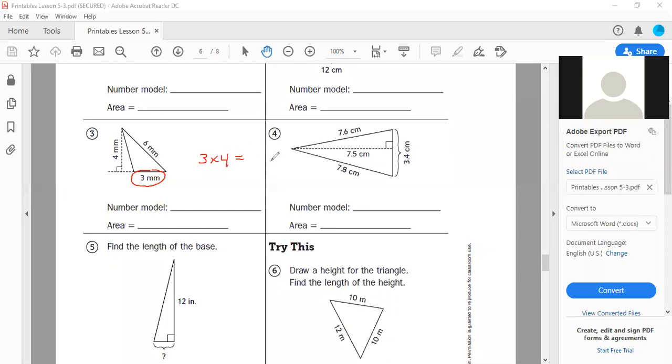Sambriti: 12. And now what's 12 divided by 2? 12 divided by 2, 6. Yes. Good. All right, so our number model here was 3 times 4 divided by 2 equals 6. So we have 6 square what? Sambriti: Millimeters. Yes, 6 square millimeters. All right, so I think so far we're getting it.